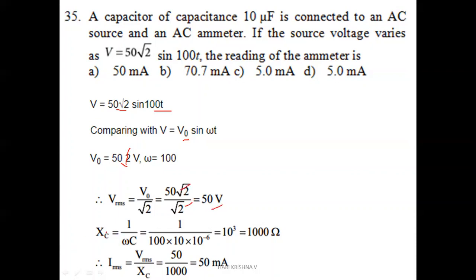XC, the capacitive reactance, is 1 by omega C. So 1 by 100 into 10 into 10 to the power minus 6, because the capacitance is given as 10 micro. You get 1000 ohm. So IRMS is nothing but VRMS by XC. So 50 by 1000, 0.05 amp. Option E.